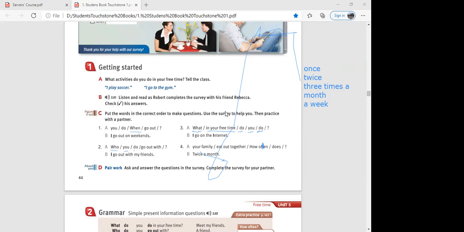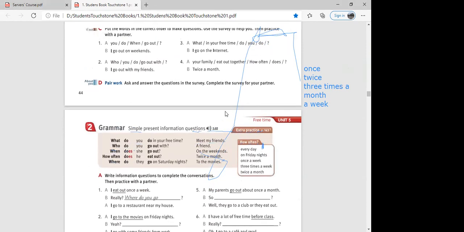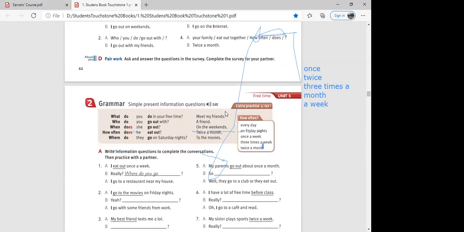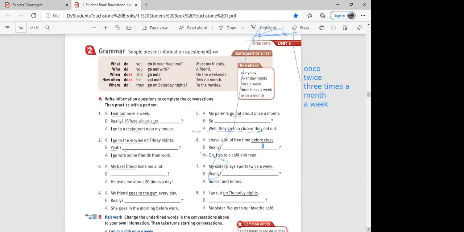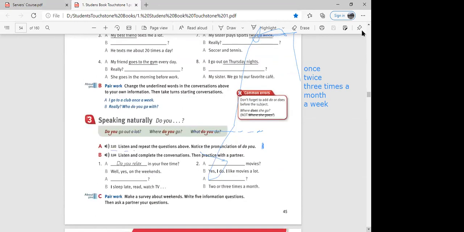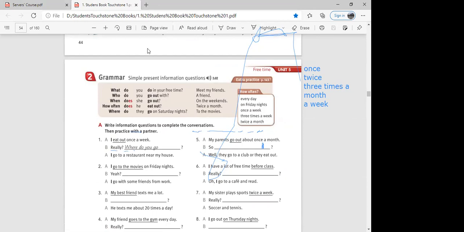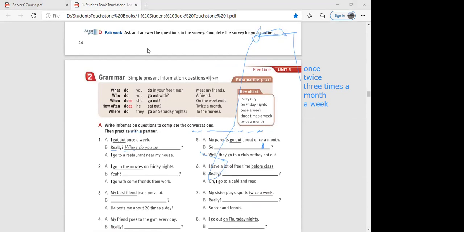Okay, please, let's see the grammar, simple present information questions. All right, let's get the recording. That's page 45, please. Pay attention to the question words. Question word, check the meaning.